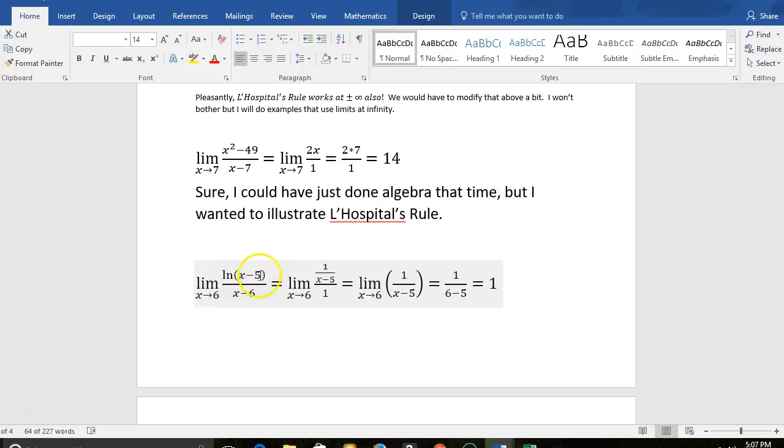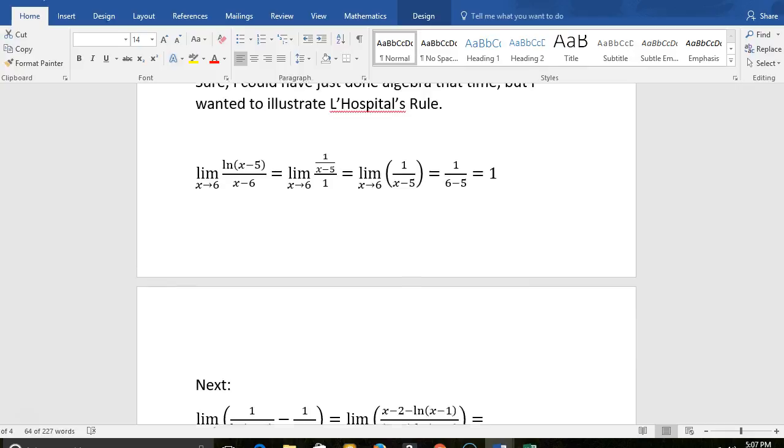if f is the ln of x minus 5, just f, f prime would hence be 1 over x minus 5. G is x minus 6, so g prime would just be 1. So that's just 1 over x minus 5 himself. And then the limit as x goes to 6 of that, you just plug 6 in directly by continuity, and that's just 1. Oh, that's nice. All right.